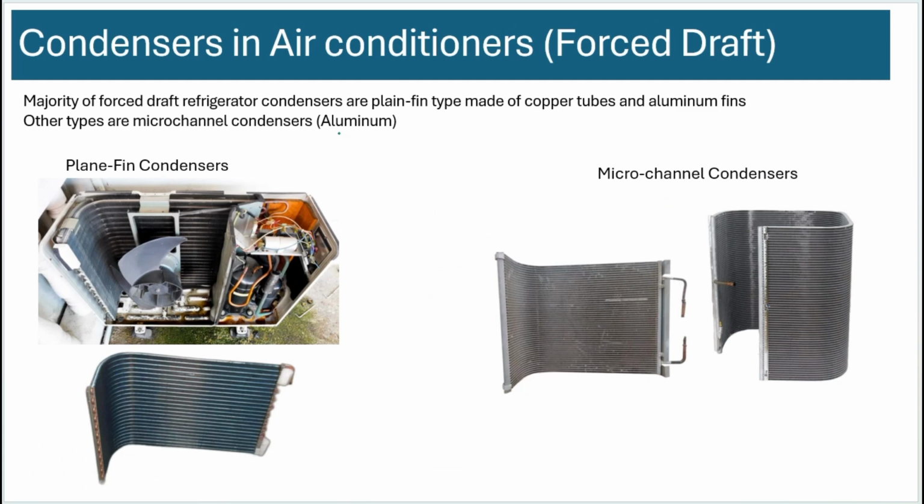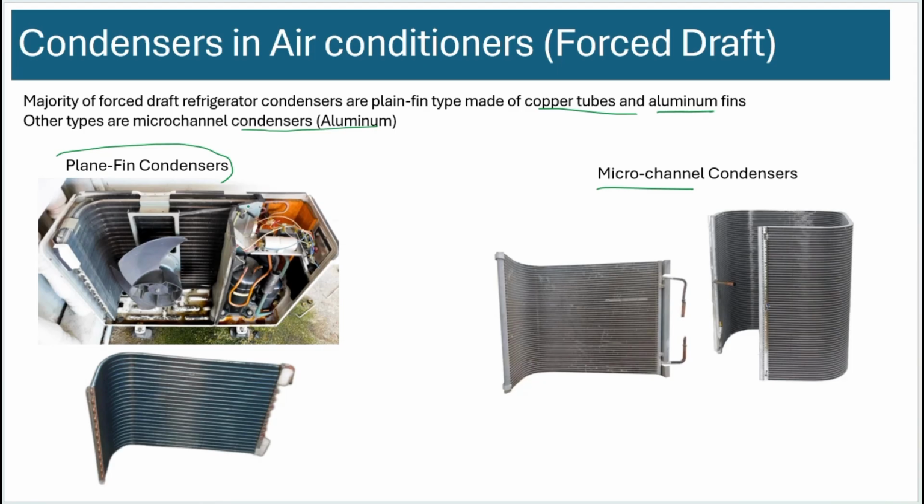Condensers in air conditioners come in two types: plain fin condensers, there are no wire fin, it's all plain fin, and microchannel. Primarily, plain fin condensers are made of copper tubes and aluminum fins. Microchannel condensers are all made of aluminum fins and tubes, and everything is welded together.